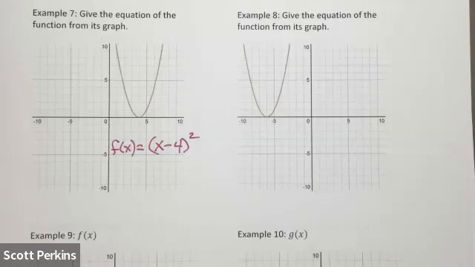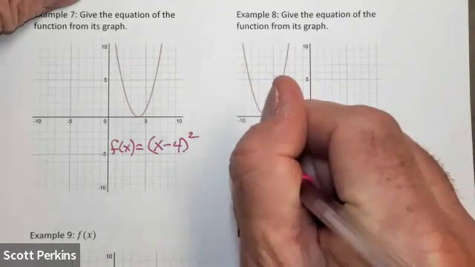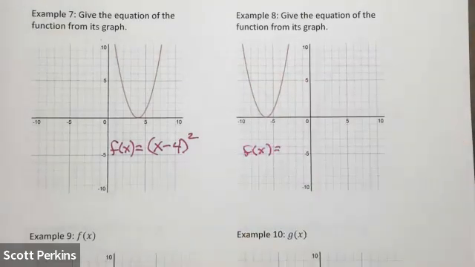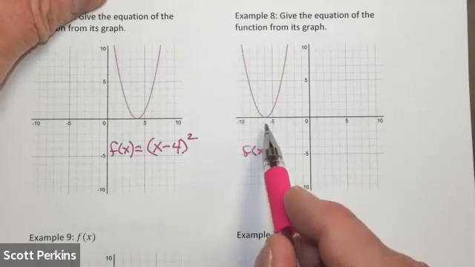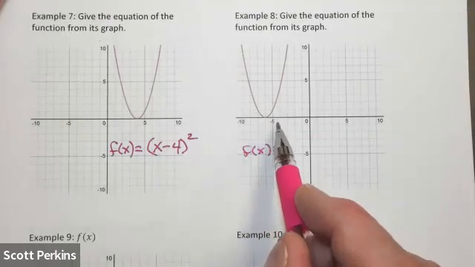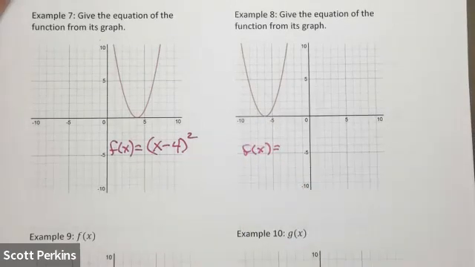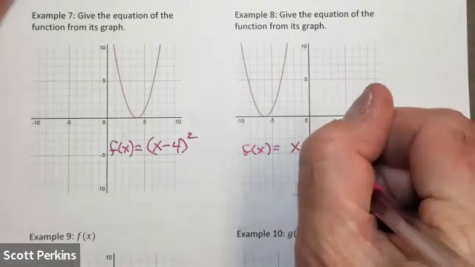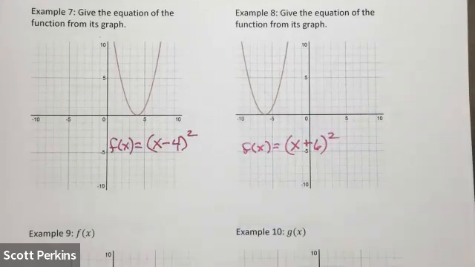All right, we'll do the same thing right next door, example 8. I won't even ask you to tell me that that's the square function again. Okay, so it's the square function again. What's happened to this graph? It's gone where? Okay, it's gone left 6. And what did you say? Okay, so this is going to be (x plus 6) squared.